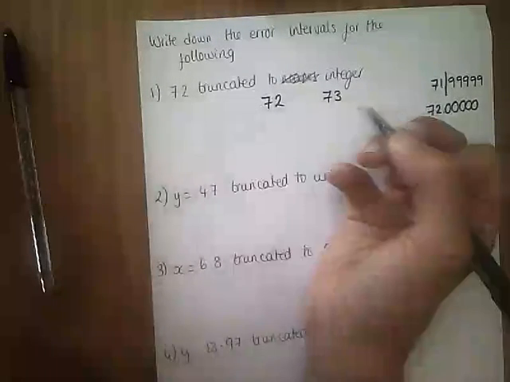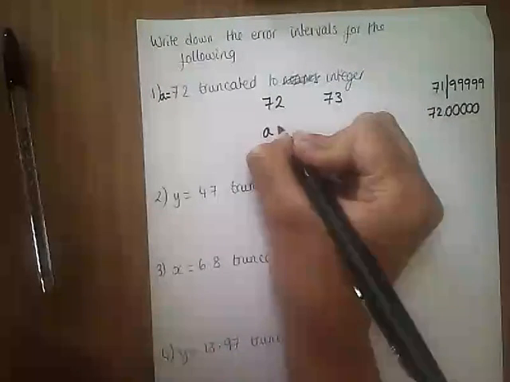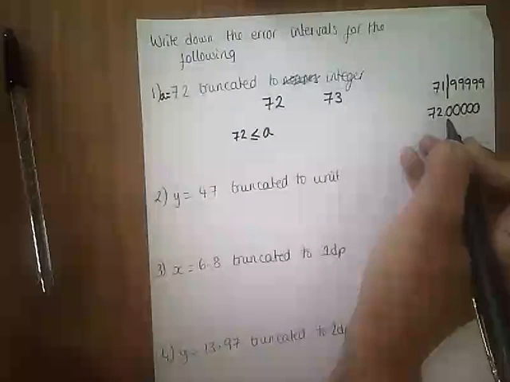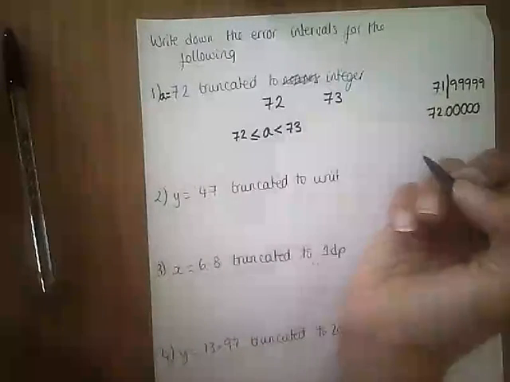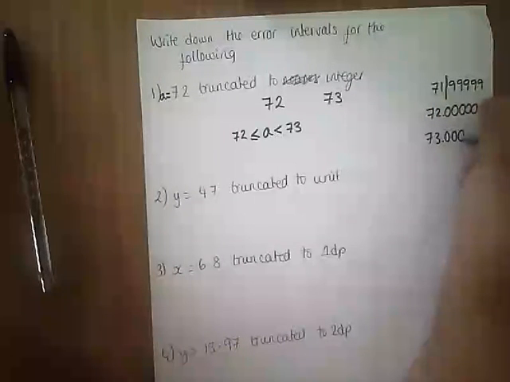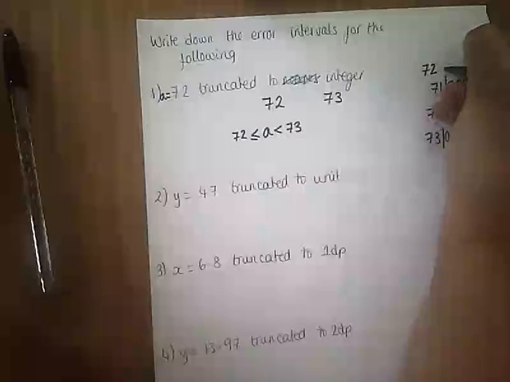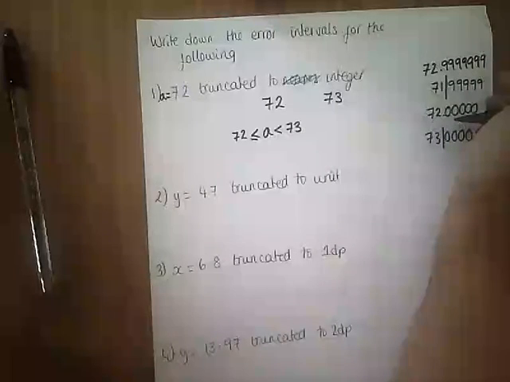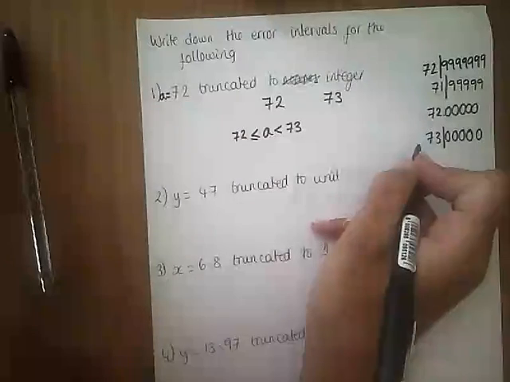Let's call it A. So we're going to say that A has got to be bigger than or equal to 72, because it could just be 72 exactly. But it's going to be less than 73. Now, it can't be equal to 73 because if it was 73 point even tiny numbers, when we truncated it, it would be 73. But it could be 72.9999999999999, and we would truncate it to 72. So we put 73 on even though it can't equal 73.